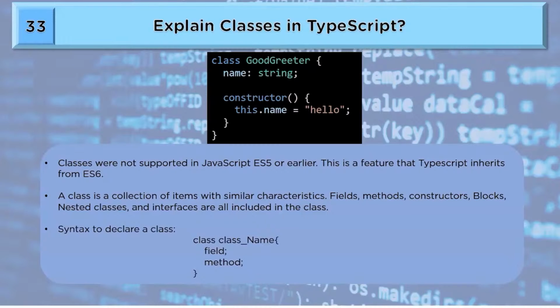Below is the syntax to declare a class. In terms of OOP, a class is a template for producing objects.